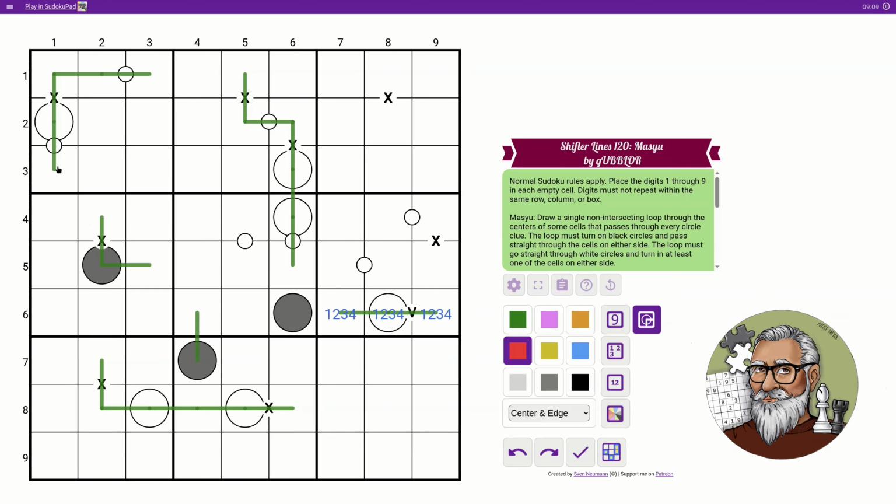Because otherwise, where does this one go? We cannot go out from here because that's 3. So that's not allowed. We can either connect this way or we can go into box number 4. But once we get here, we have to connect it here because otherwise we're going to have to do another 3 cells section and that's not possible.